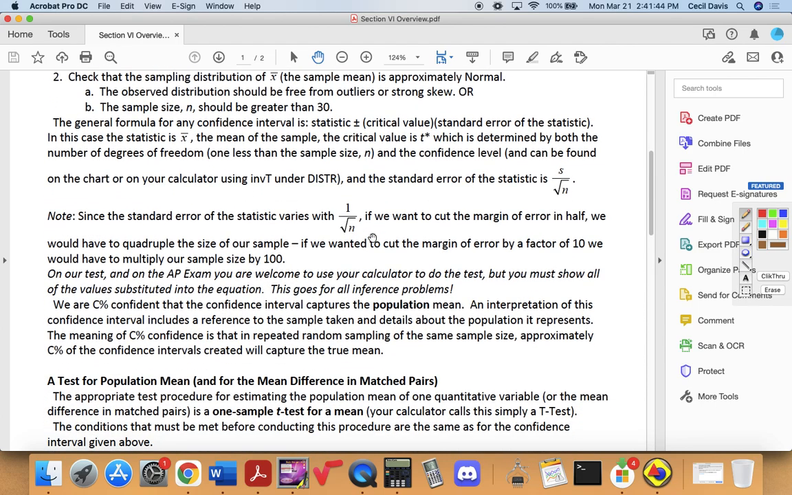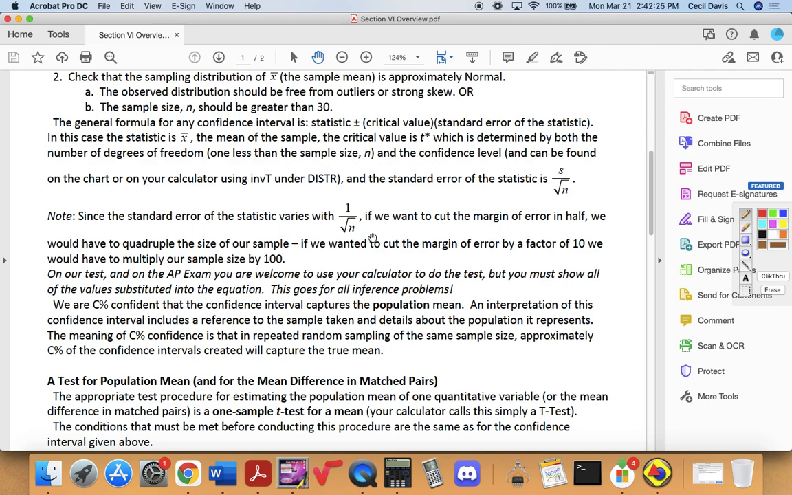So we need the sampling distribution of the sample mean, which is x bar, to be approximately normal. How do we check that? Well, you can use either a histogram or a box plot, either one, to show that the observed distribution is free from outliers or strong skew, or you have to have a big sample size, 30 or more. Okay, those are your two choices on those. If it's more than 30, you don't even have to worry about the histogram, but you should mention this is a large enough sample that the sampling distribution is approximately normal.